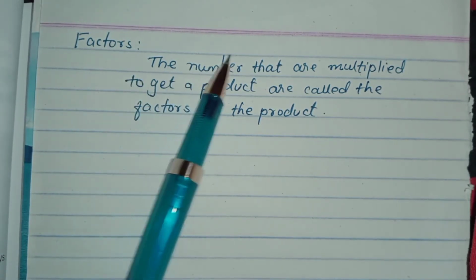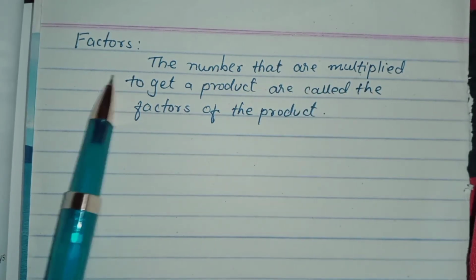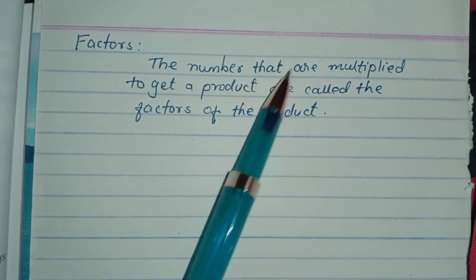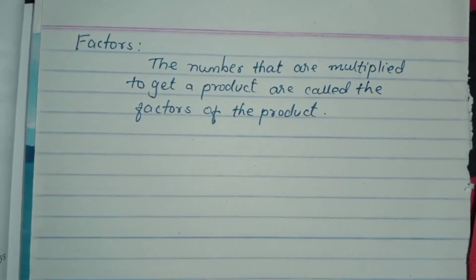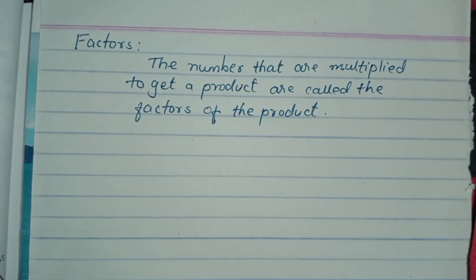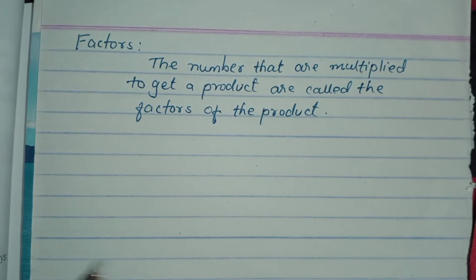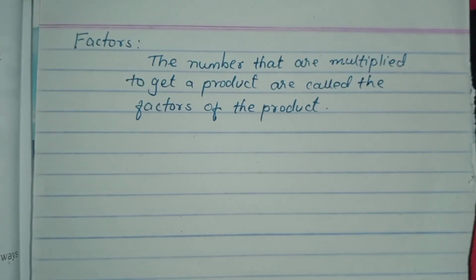The numbers that are multiplied to get a product are called the factors of the product. So when we multiply the numbers to get the product, this time the product is not the answer. The numbers which we are multiplying are the answer. They are the factors of the product we have got. Now let's see an example.